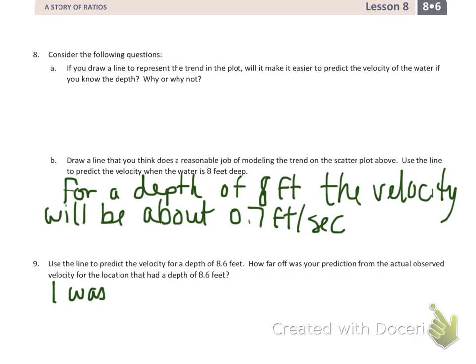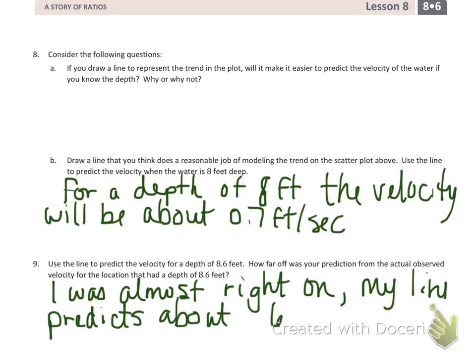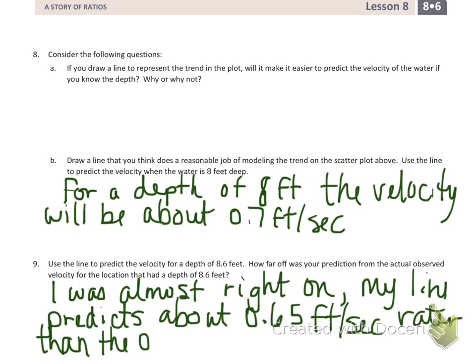I was almost right on. And I could say my line predicts about 0.65 because just a little bit above it, feet per second, rather than the 0.59 that was measured from the actual observed velocity.